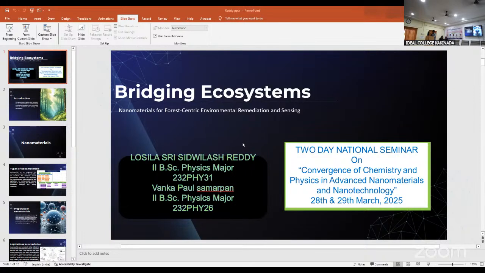Properties of nanomaterials. Nanomaterials exhibit distinctive properties such as a high surface area to volume ratio, reactivity, and unique optical characteristics. These properties enable them to interact effectively with various contaminants.